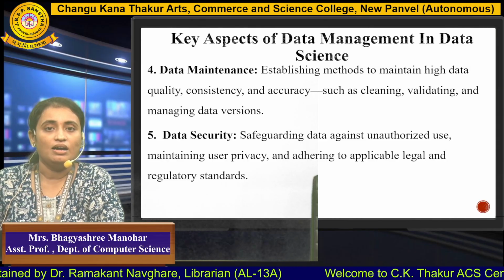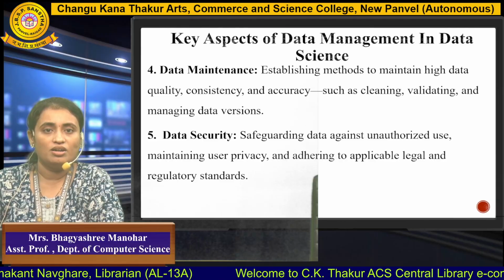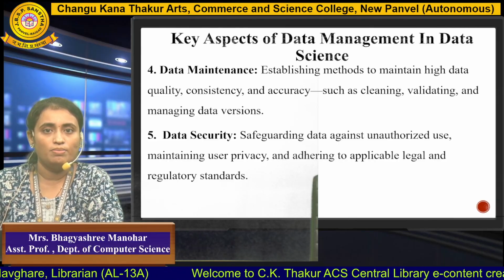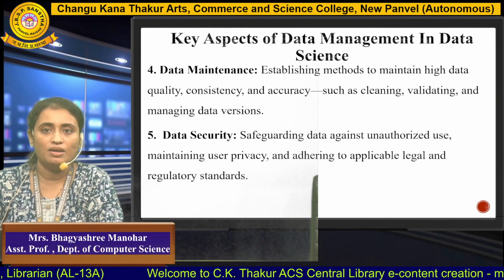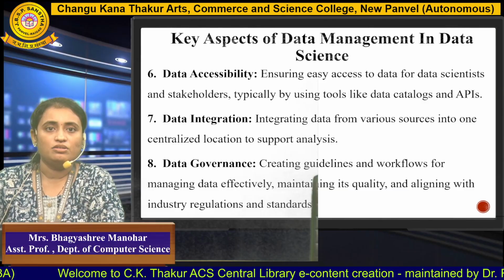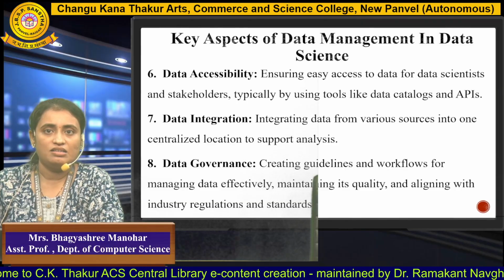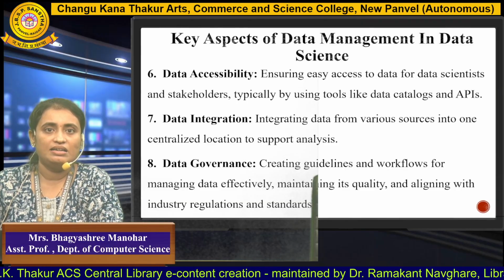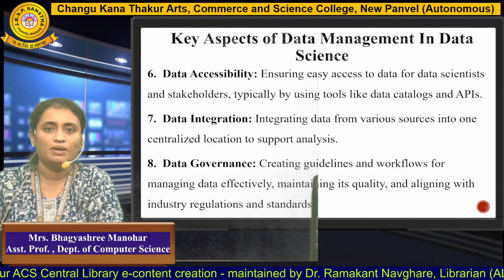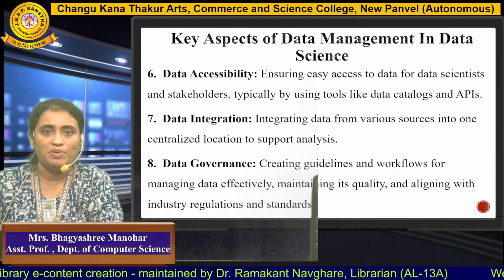Next one is data security. Data security means protecting against unauthorized users, maintaining user privacy and adhering to applicable legal and regulatory standards. Next one is data accessibility, ensuring easy access to data for data scientists and stakeholders, typically by using tools like data catalogs and APIs.